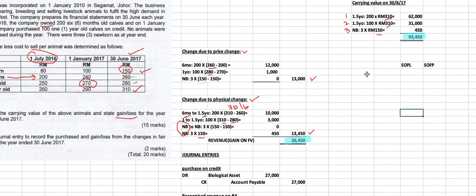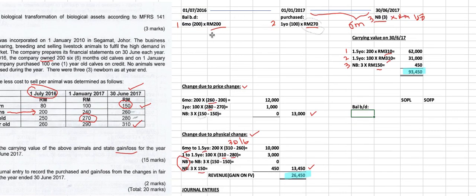So the first thing that you will write down would be the balance BD. This is the animal or the biological asset that you carry forward from previous year. So this one, 200. We write the age, 6 month old, 200 times RM 200. So this is how much? 200 times 200 would be 40,000. So this one increase the value of your asset. SOFP, it goes into your asset.